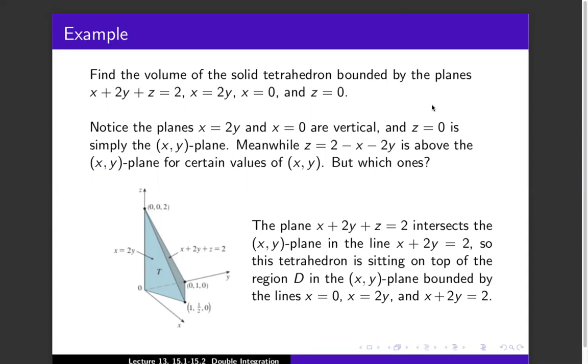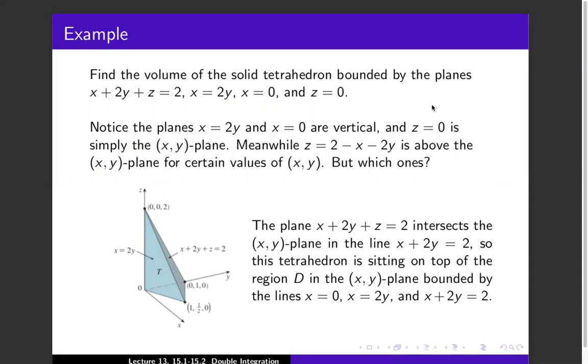Now, the important observation here is that x equals 2y and x equals 0, those planes don't depend on z. X equals 0 is simply the yz plane. But x equals 2y, that's a vertical plane because it doesn't depend on z. So figuring out what the intersection is with the xy plane is not terribly difficult.